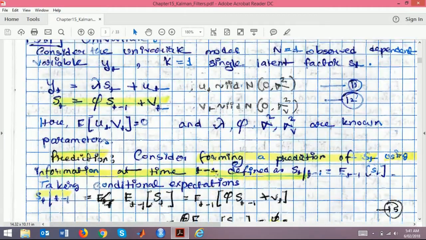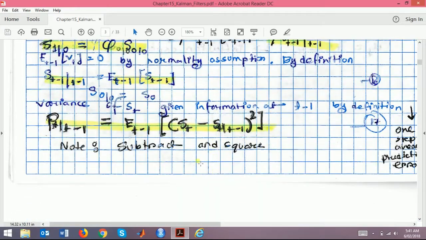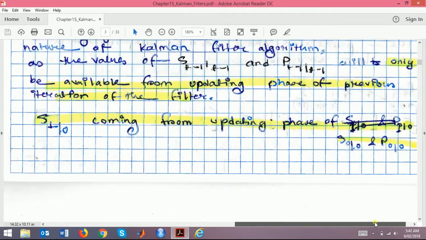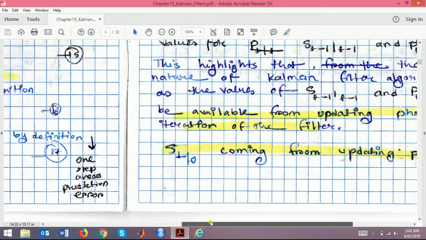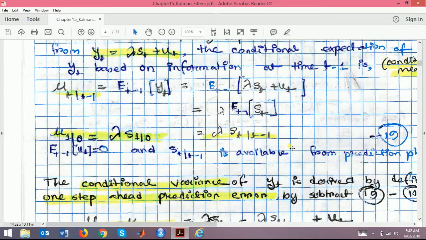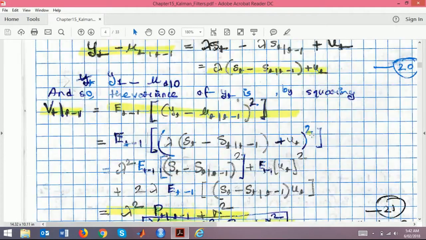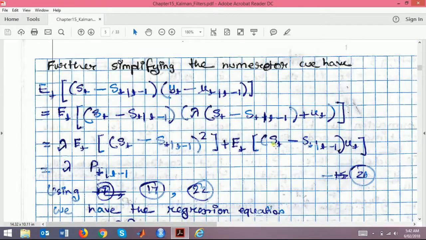This phase was updating, I guess. No. We used prediction, then observation, then update. So this information we use to make prediction on S10 and P10, and then we estimate the observations, which are mu1 0. mu1 0 equals lambda s1 0, simply the latent factor.